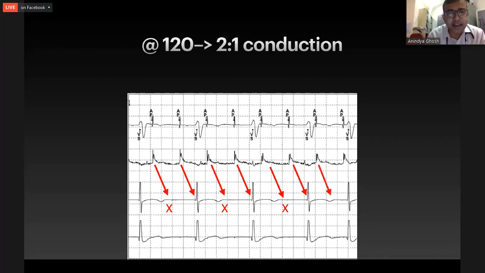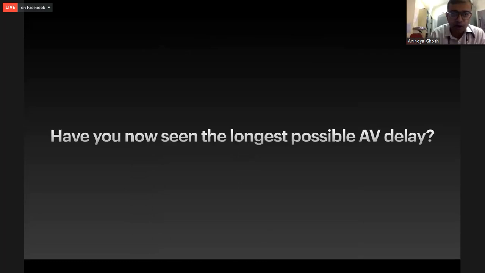But here it is exactly the opposite. It is as if the pacemaker is the patient. The pacemaker is the patient which provides the intrinsic stimulus from the atria, and the patient's own conduction system, the AV node, is behaving like a pacemaker. In that there is 1:1 conduction till 100 beats per minute, and from 100 to 120 there is Wenckebach, and from 120 onwards there is 2:1 conduction. So now I ask the question: have you seen the longest possible AV delay? Yes, this is the longest possible AV delay.